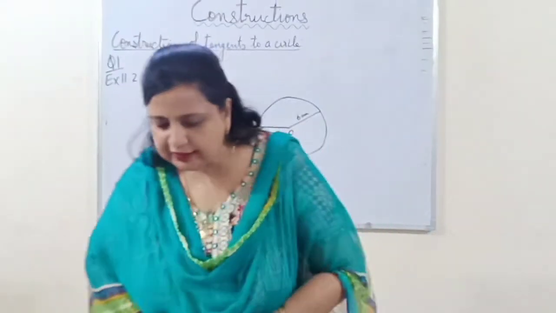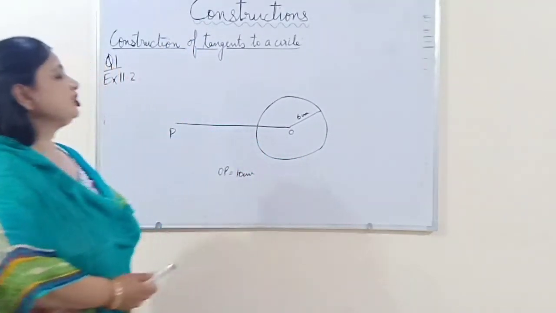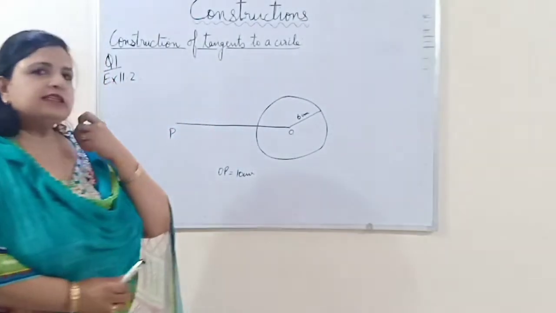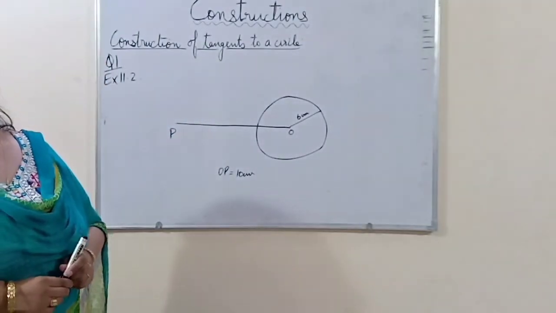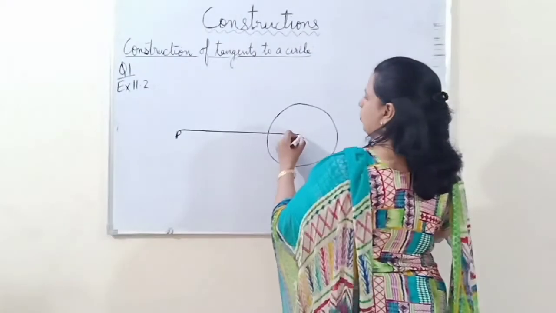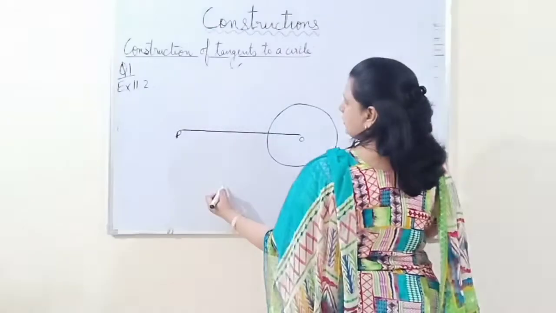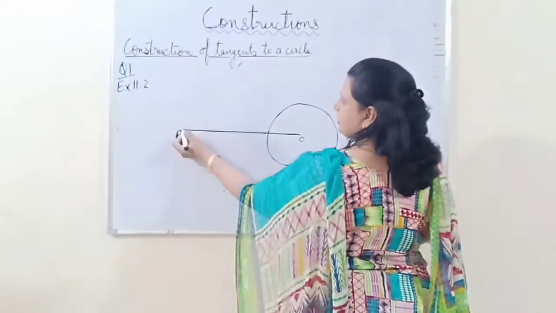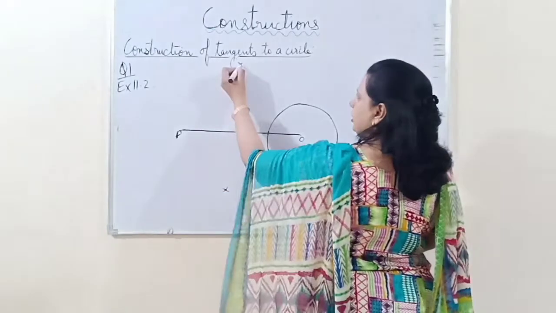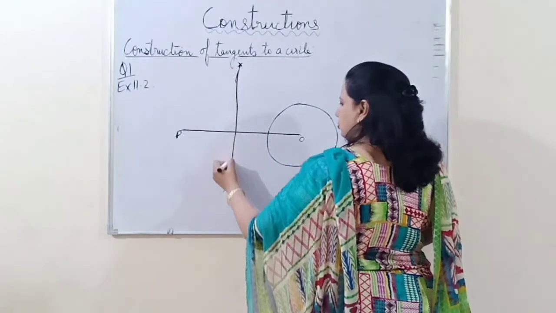Now from a point 10 cm away from its center, construct the pair of tangents to the circle and measure their lengths. Now let us draw the perpendicular bisector of OP. With O and P as centers and some radius, draw arcs on both sides of OP, with the same radius, to intersect each other. Now join these two points of intersection of the two arcs.